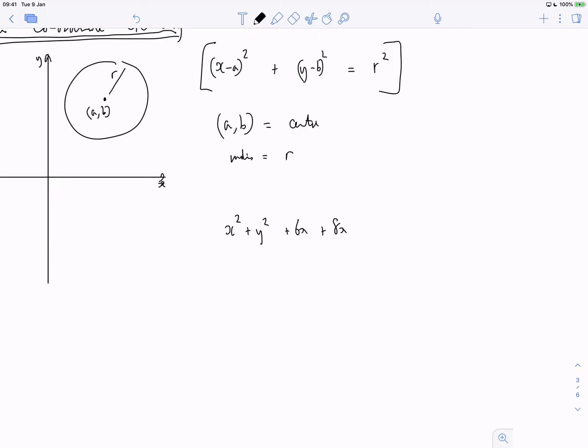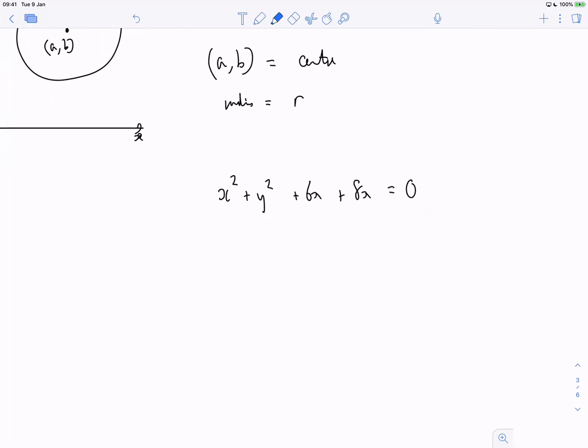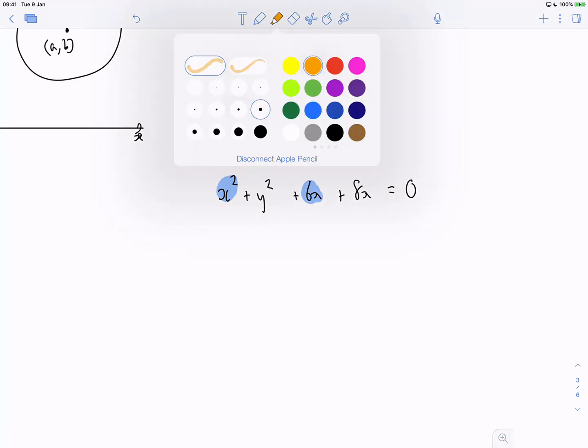Yeah, they just leave it as that, equals to 0. Okay, then where's the center and what's the radius? Well, that's quite easy. What we're going to do is complete the square, but you're going to have to do it twice. What do I mean by that?